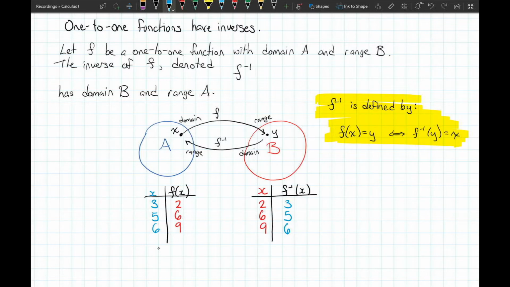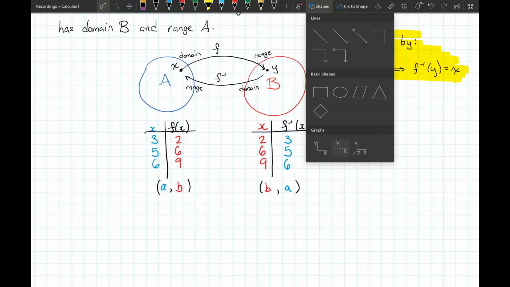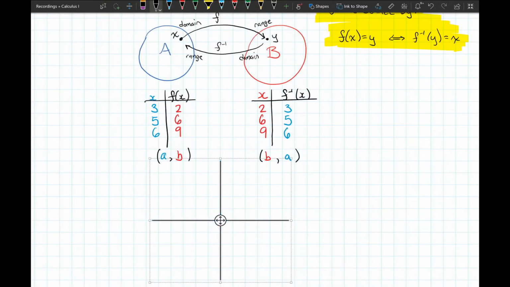Every point here, if I had, let's say, x and y, or better yet, why don't we say, if I have a point a, b, then on the inverse function, I will have b comma a. That's going to help us when we're trying to graph things. And that means, well, what happens when you reverse an ordered pair? What is that going to look like when you try to graph things?